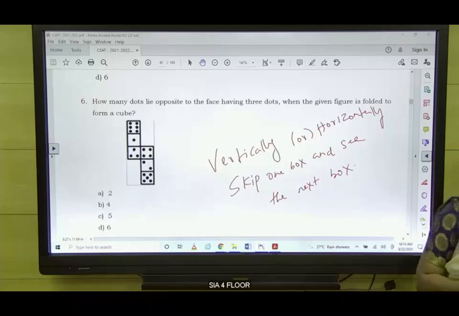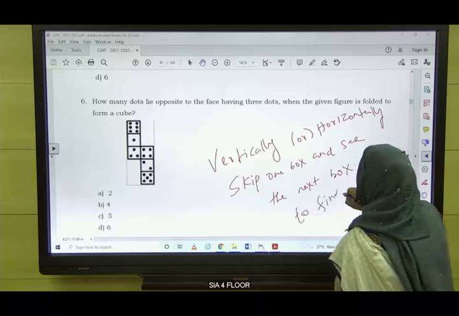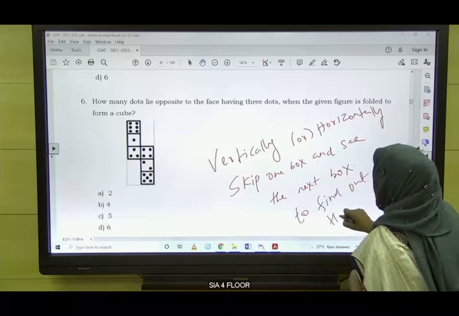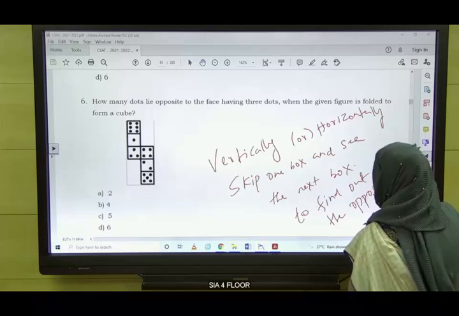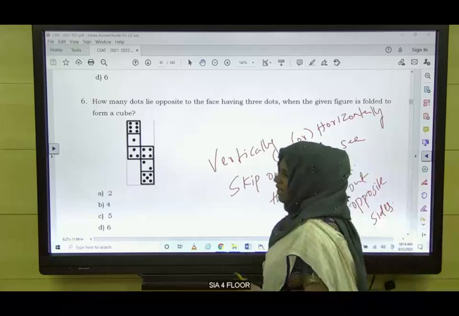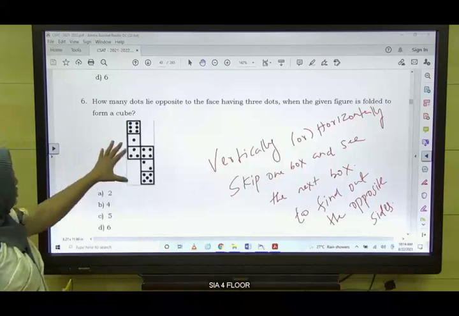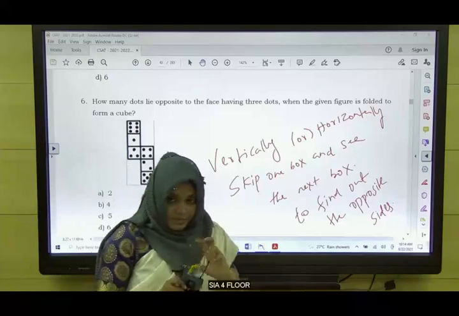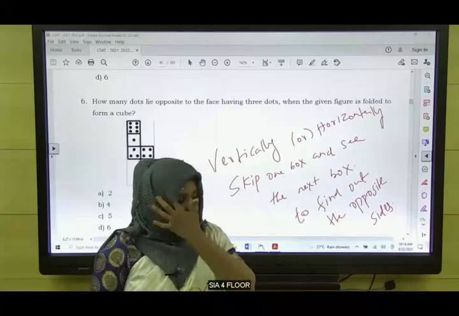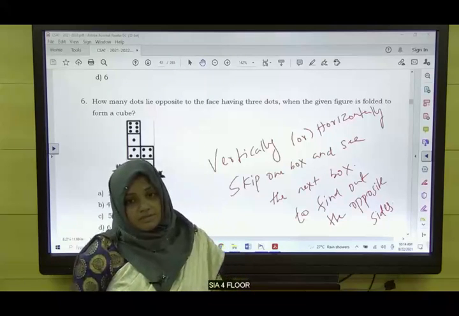Okay, vertically or horizontally, skip one box and see the next box to find out. Continue to write this sentence to find out the opposite sides. So what does this mean? First of all, I'll tell you what this means. There is a sheet like this. You're folding the sheet and you're making it as a cubical box.